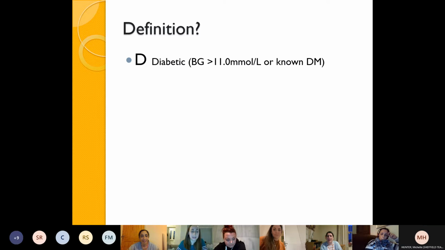So DKA, so diabetic is the D. So blood glucose greater than 11 or known diabetes. Confusingly, you can get something called euglycemic DKA, which is where you have DKA but with a normal blood glucose. It's not as common, but you just need to be aware that the condition does exist. If it's going to happen, it's usually pregnant women or people taking the medications that end in gliflozin. So you may have come across canagliflozin, empagliflozin. They're known as SGLT2 inhibitors, and euglycemic DKA is associated with them.